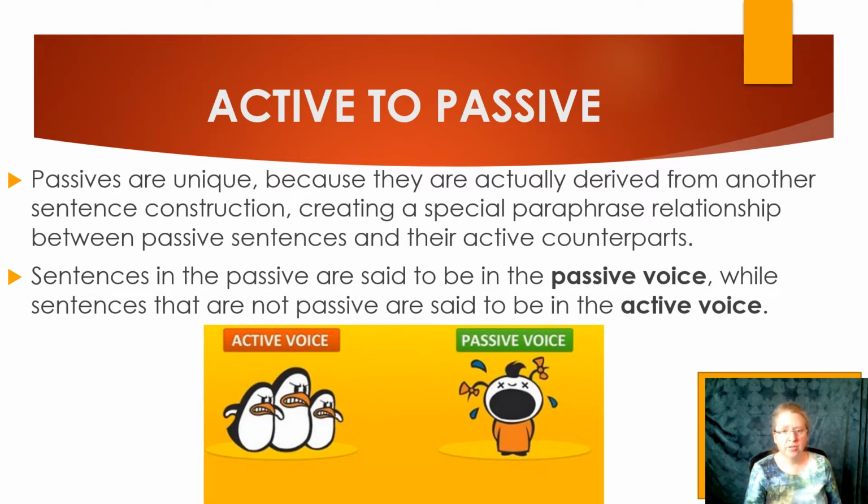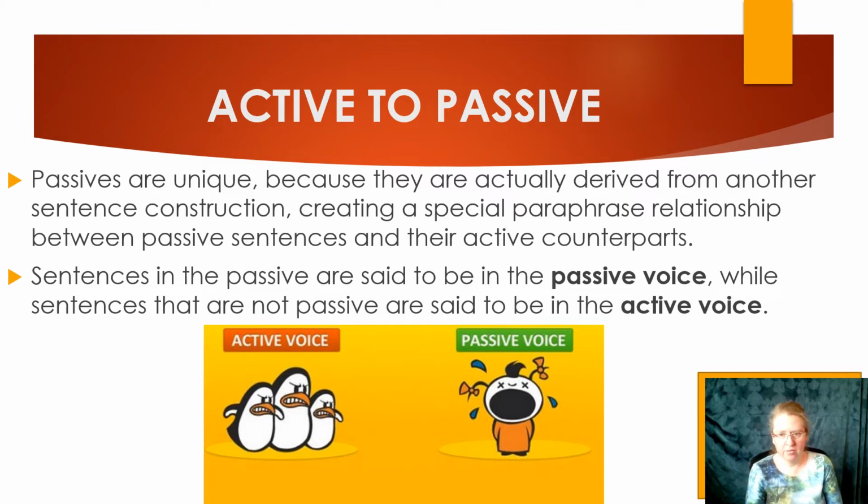Now, passives are unique because they're actually created from a different kind of sentence construction. So there's like a paraphrase relationship between passive sentences and their active counterparts. As you notice on the slide before, after each one, I told you what it would have sounded like in the active voice. Okay, and that's the terminology we use. So a sentence in the passive form is said to be in the passive voice, and sentences that are not passive are said to be in the active voice.